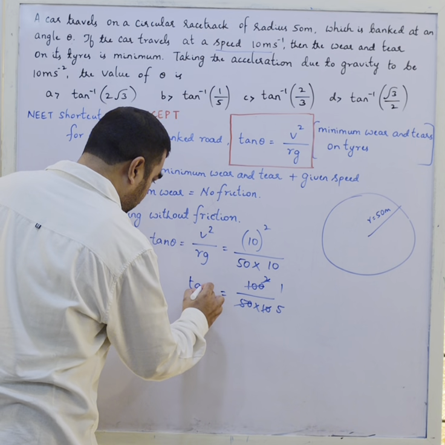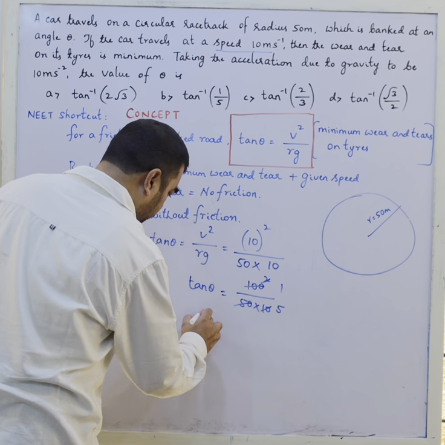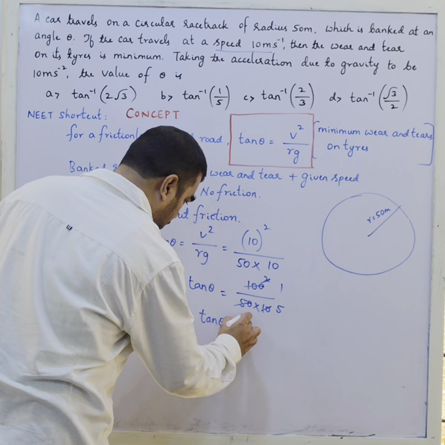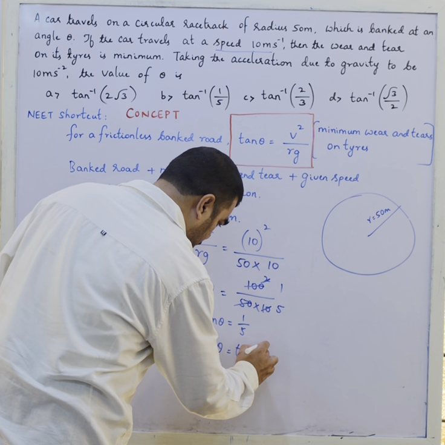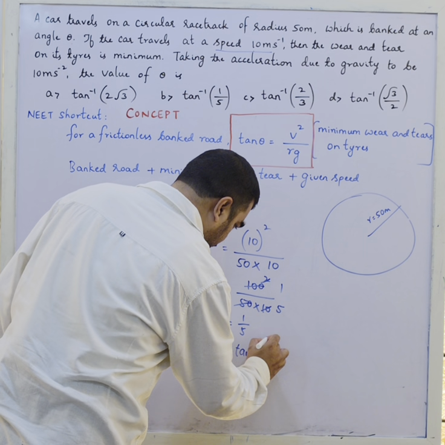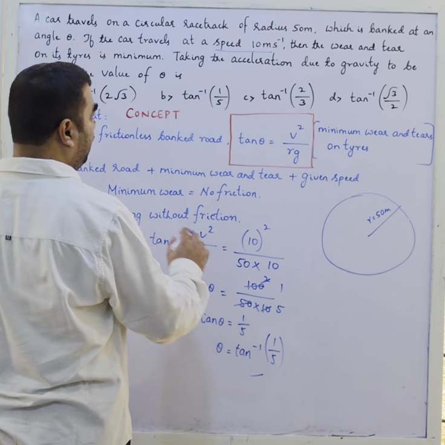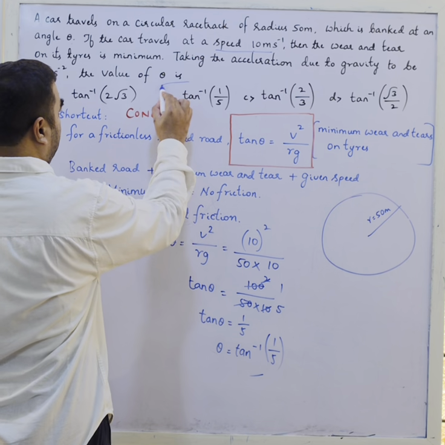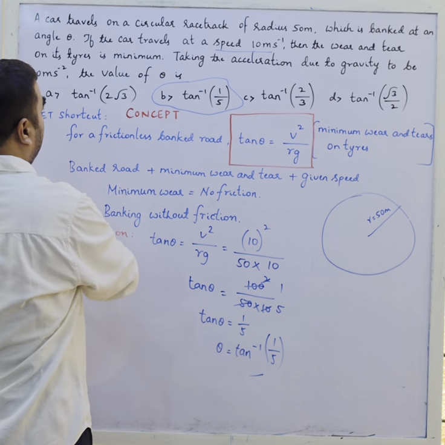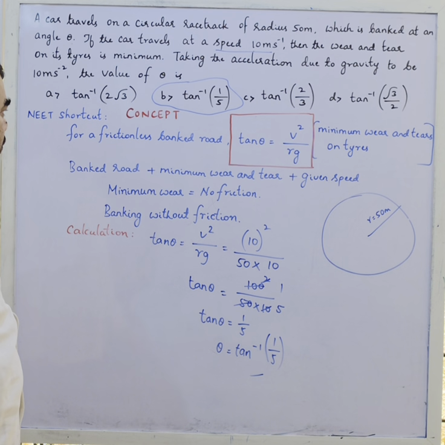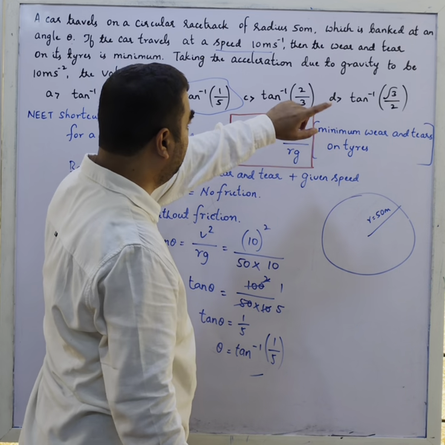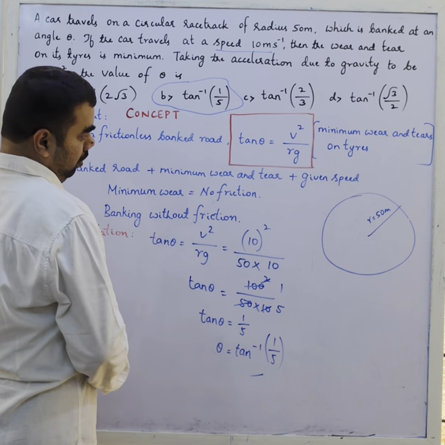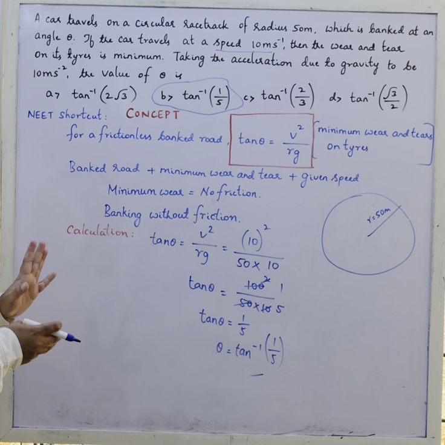So the LHS is tan theta. So tan theta is 1 by 5. Then theta is equal to tan inverse 1 by 5. Do you have that in the options? Yes. So theta is tan inverse 1 by 5. The other options we have are 2 root 3, 2 by 3, root 3 by 2. No. Very simple concept.